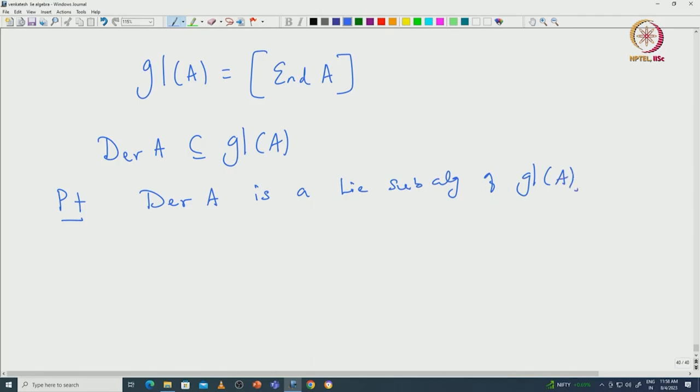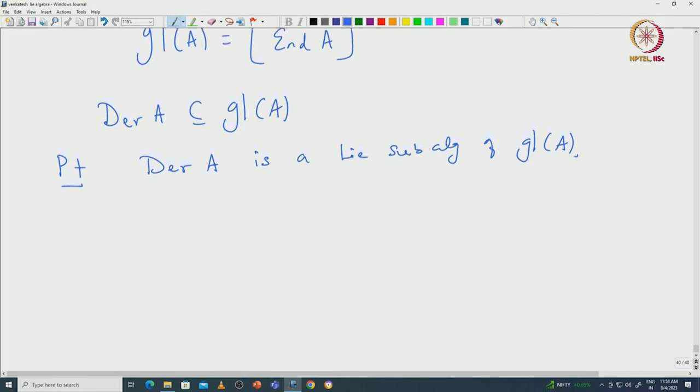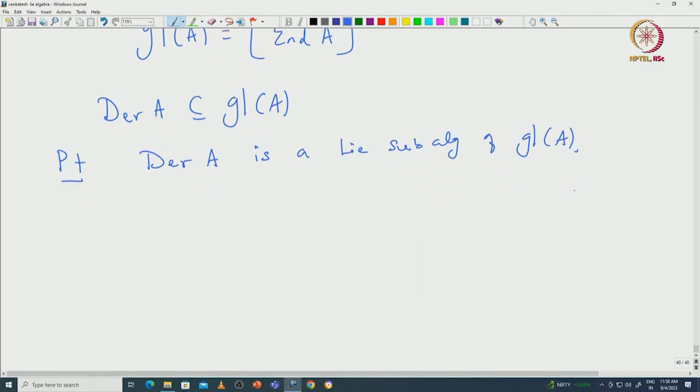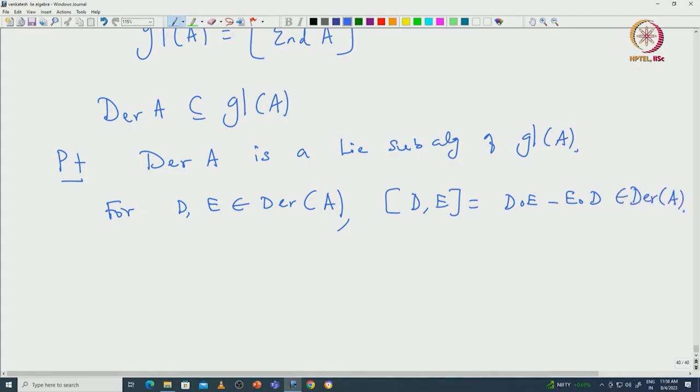This is plainly a computation, so let me do it for you. Here I will not check that Der(A) is a vector subspace of gl(A). I will only check that whenever you take two elements D, E inside Der(A), then the bracket defined in gl(A), which is the commutator bracket, D composition E minus E composition D, is again a derivation. That is the thing we need to prove. So, let us try to verify it. It is basically a computation.